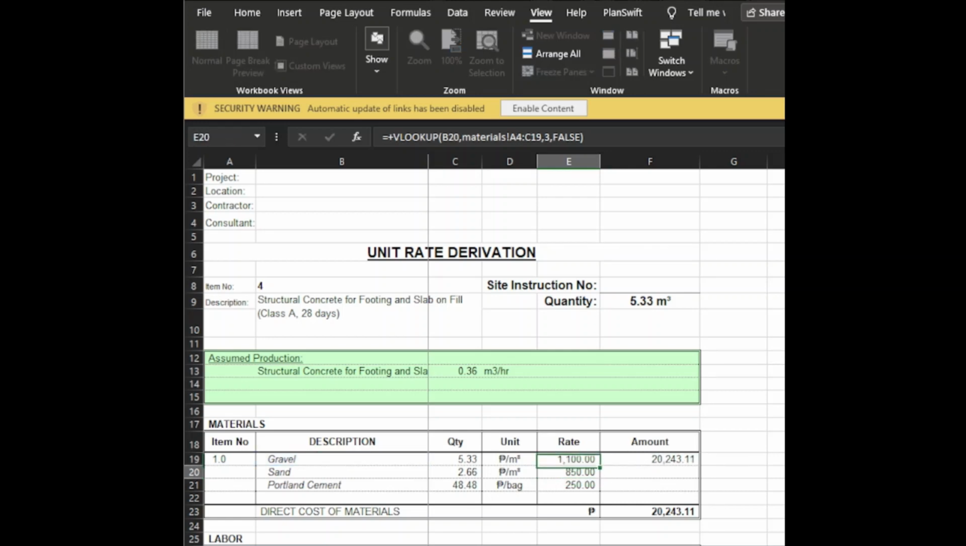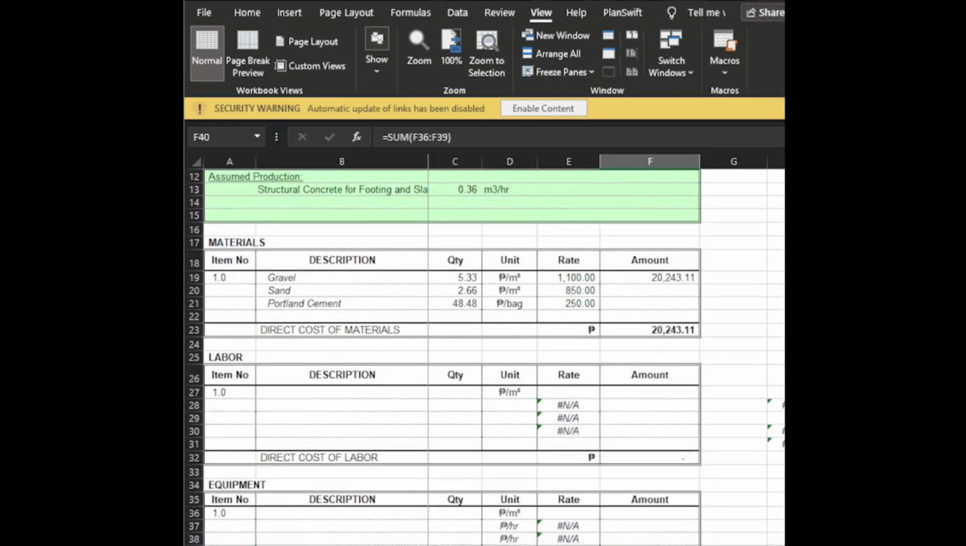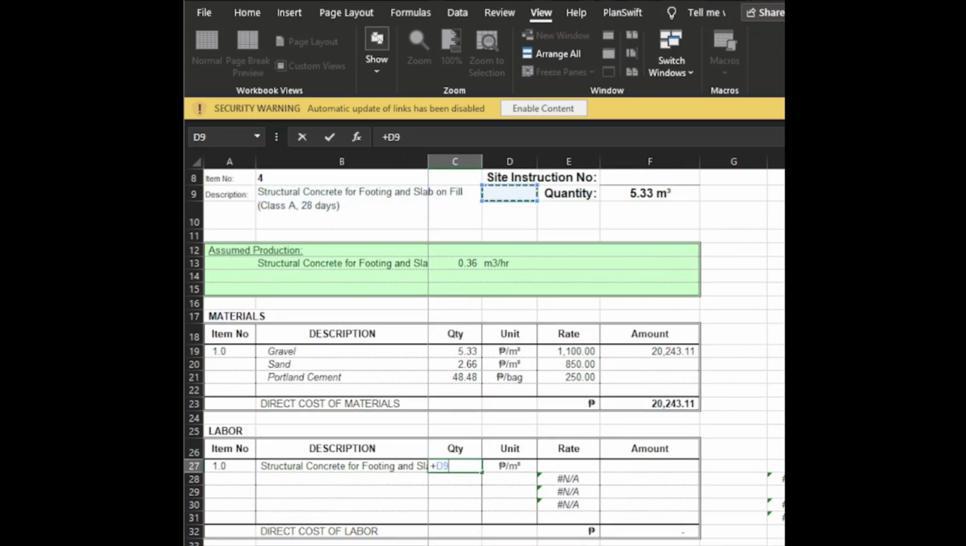So this one is our total amount, 20,243. So for our labor, we need the quantity from this one.